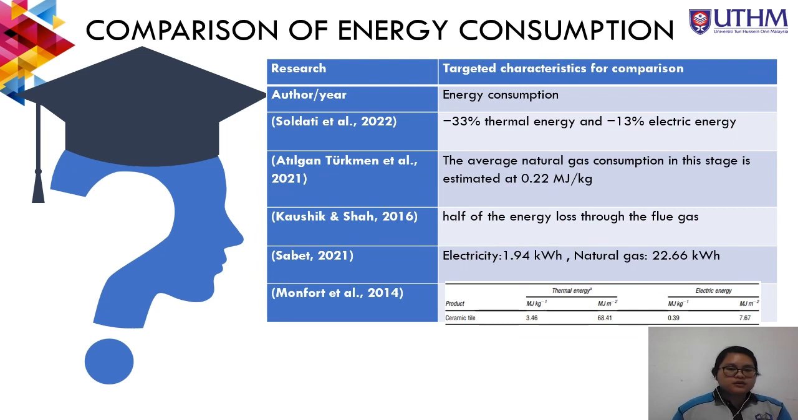Comparison of energy consumption. The quantity of thermal or electric energy utilized at each phase determines how the energy balance is connected. Each sort of energy is also associated with the resources needed to produce it as well as the environmental effects of its production and waste management.